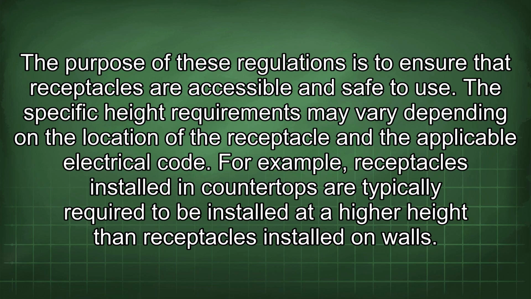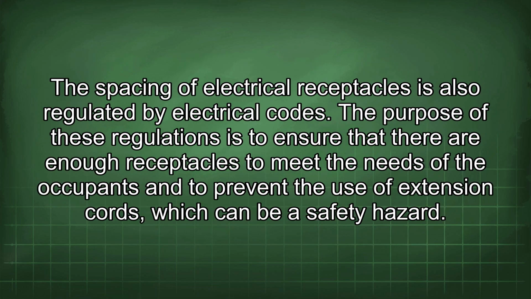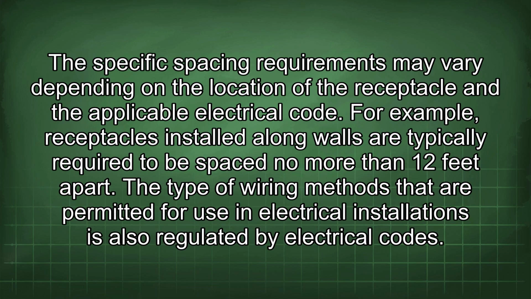For example, receptacles installed in countertops are typically required to be installed at a higher height than receptacles installed on walls. The spacing of electrical receptacles is also regulated by electrical codes. The purpose of these regulations is to ensure that there are enough receptacles to meet the needs of the occupants and to prevent the use of extension cords, which can be a safety hazard. The specific spacing requirements may vary depending on the location of the receptacle and the applicable electrical code. For example, receptacles installed along walls are typically required to be spaced no more than 12 feet apart.